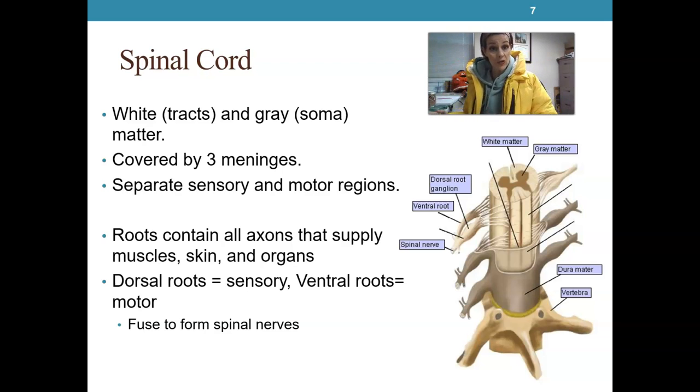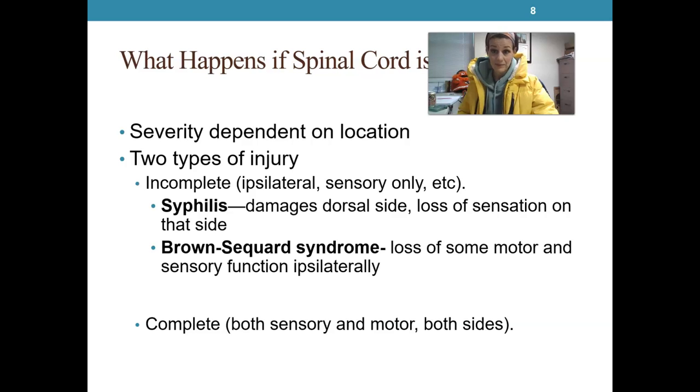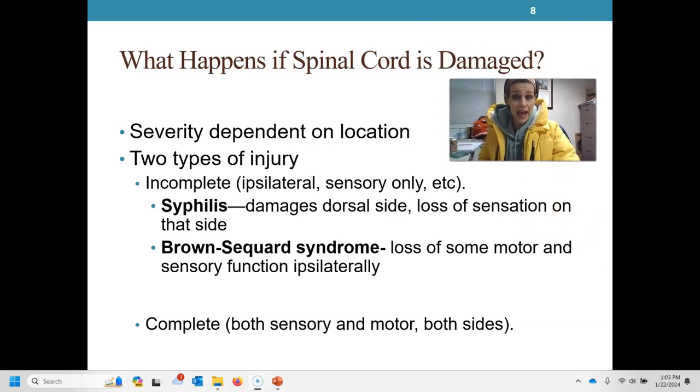So in the spinal cord, motor and sensory information is integrated. Once we get to the peripheral nervous system and we're dealing with the spinal nerves, those nerves are going to be mixed. Now, a critical question comes up. What happens if the spinal cord is damaged?